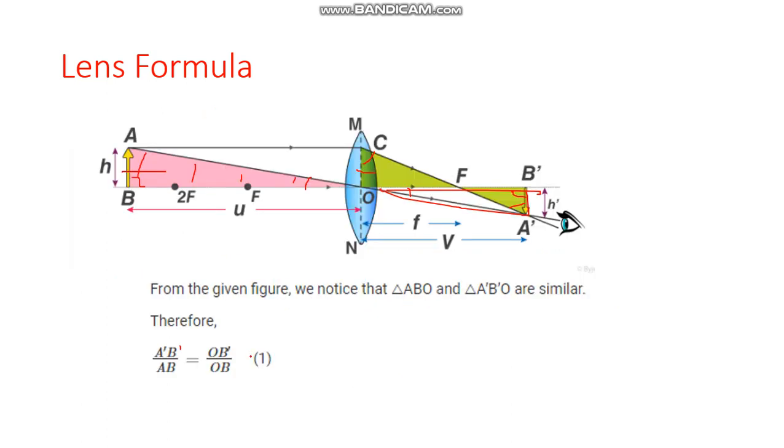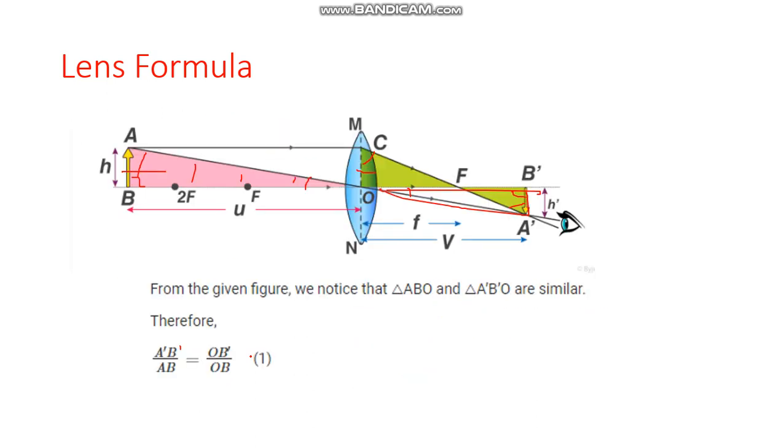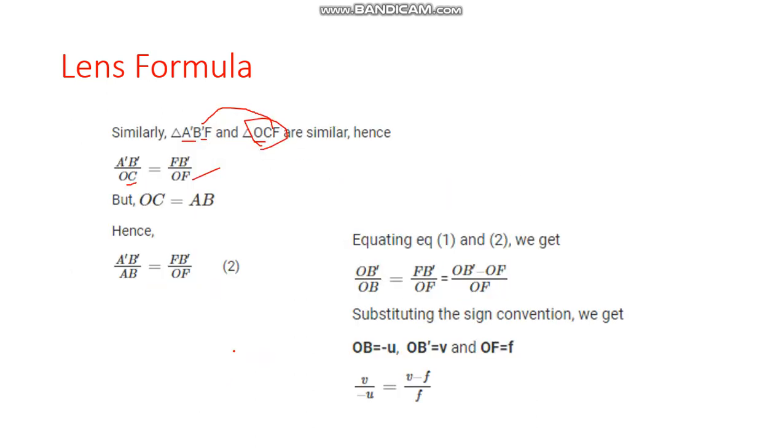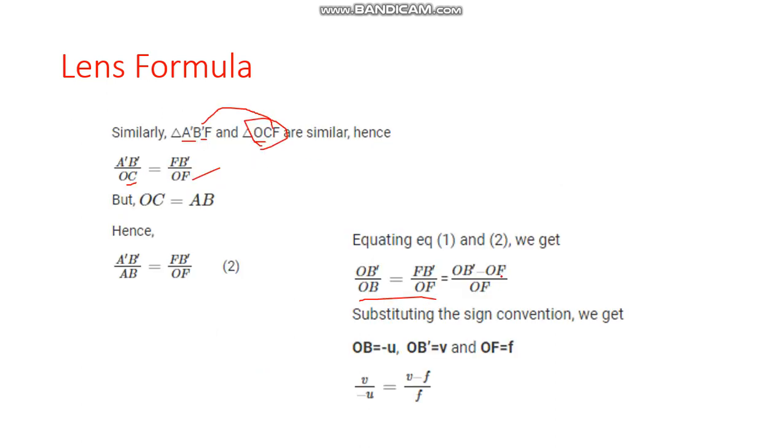So you have equation 1 where the left hand side is equal to the left hand side of equation 2. That means the right hand side parts will be equal. So you just write that. But what is FB'? FB' is equal to OB' minus this length, isn't it? That is FB'.